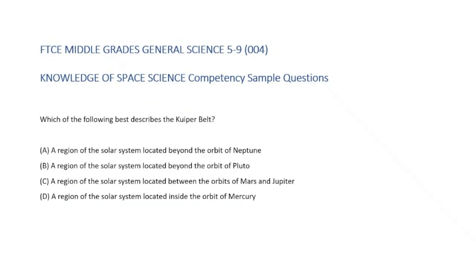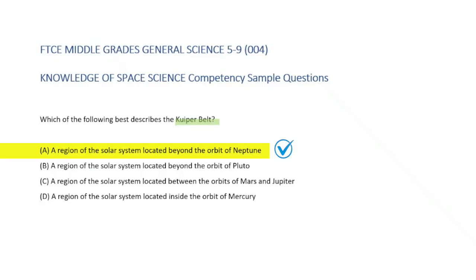Which of the following best describes the Kuiper belt? A, a region of the solar system located beyond the orbit of Neptune. B, a region of the solar system located beyond the orbit of Pluto. C, a region of the solar system located between the orbits of Mars and Jupiter. Or D, a region of the solar system located inside the orbit of Mercury. The key word in this question is Kuiper belt.